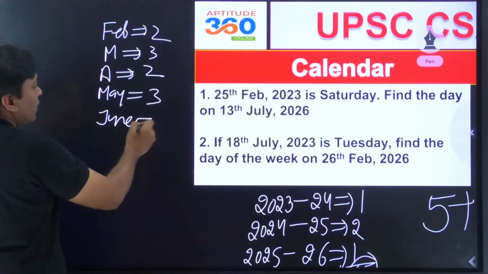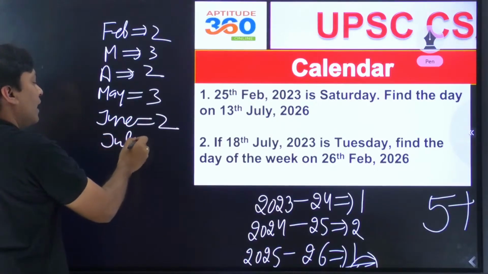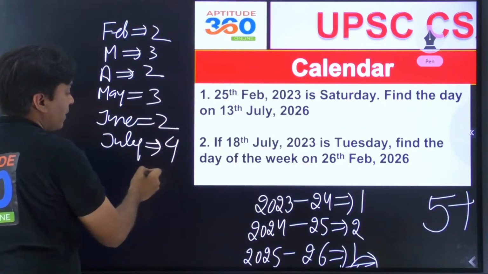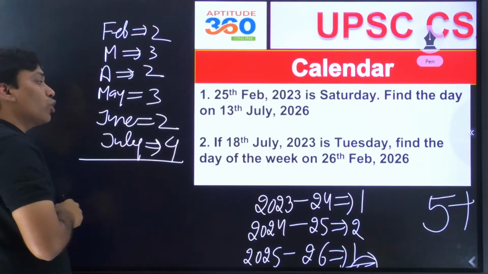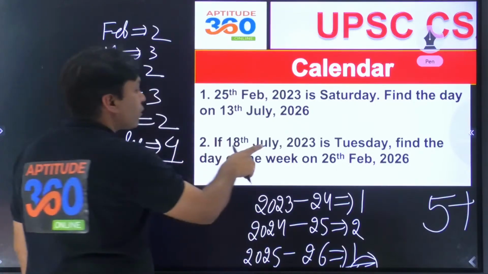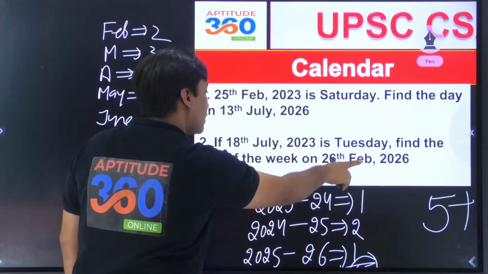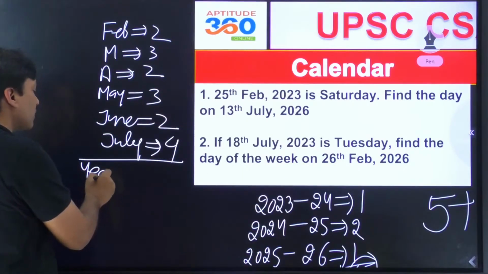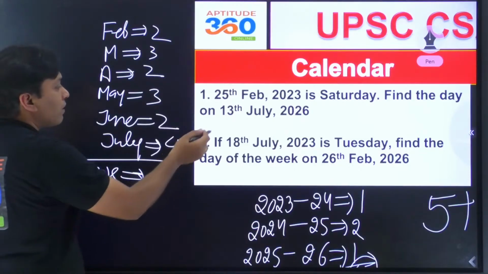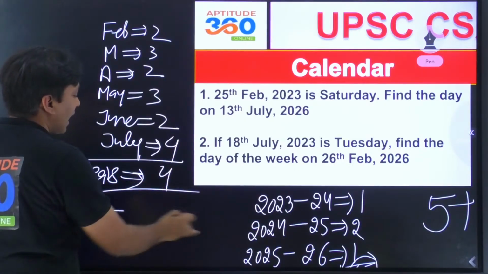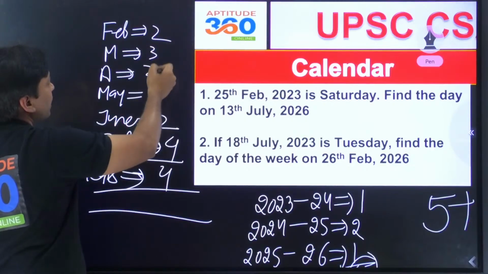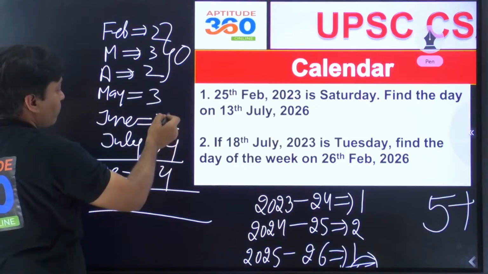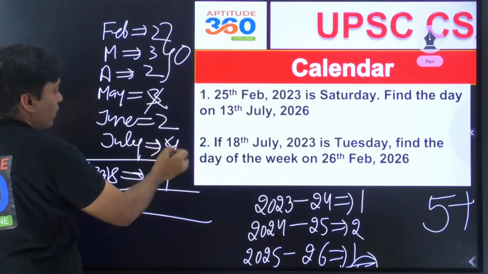and then June you got 2, and then July 18, what does that make in total? 18 should be divided by 7, and the remainder is this, and plus what? You're going from 18th of July 2023 to 26th of February 2026. How many years in total? Years will give you 4. Collect and add everything. So this is 2, 3, and from here it is going to be 7. This will give you 0. So 4 and 3, this will give you nothing.